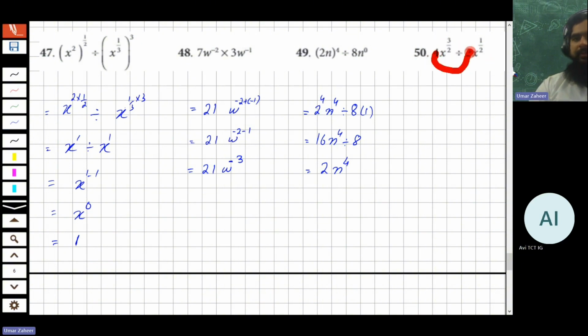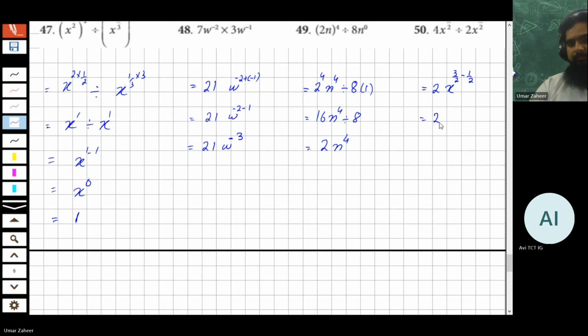Next, 4 divided by 2, that is 2. Now the variables are dividing. The bases are same, so we have to subtract the powers. 3 minus 1 divided by 2. I'm just going to do the complete steps. 2 by 2, so that will be 1.